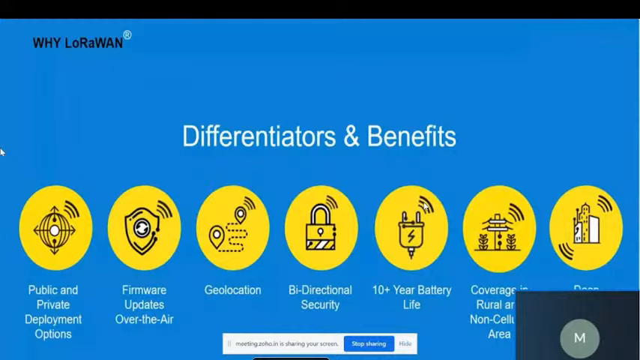Another good advantage is that it supports firmware over the air updates, so we can update our devices to match all the current specific requirements regarding service and other norms. Also, it supports geolocation. It has bidirectional security on both the network side and the application side.